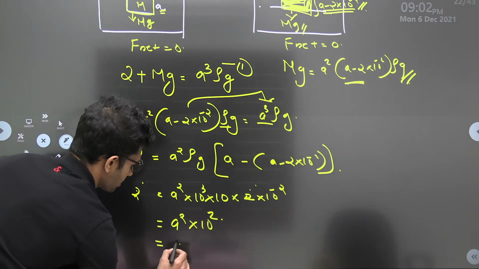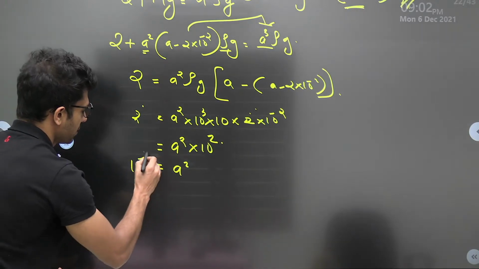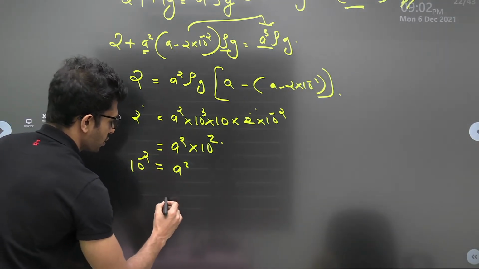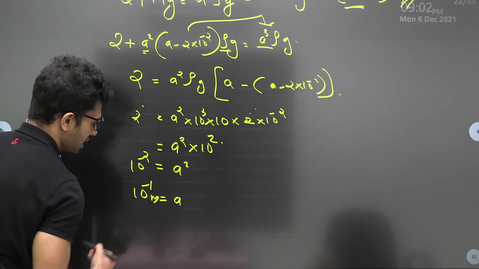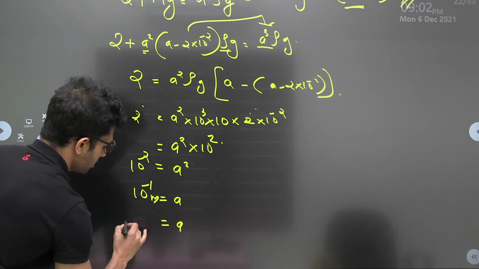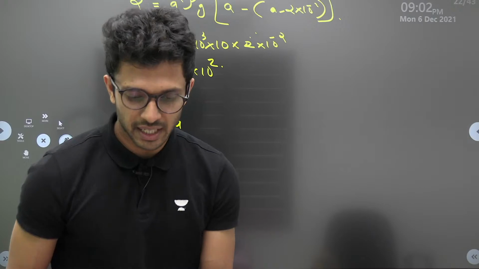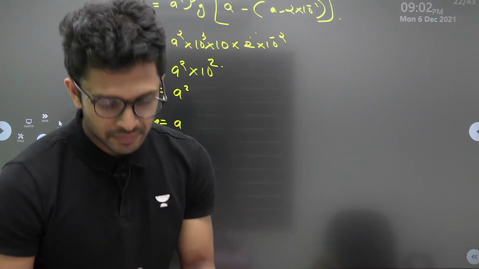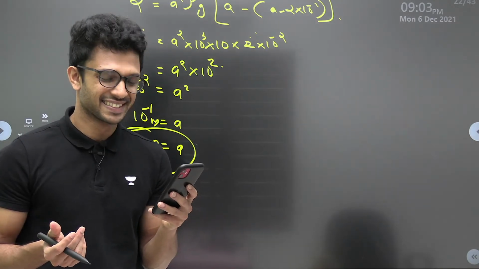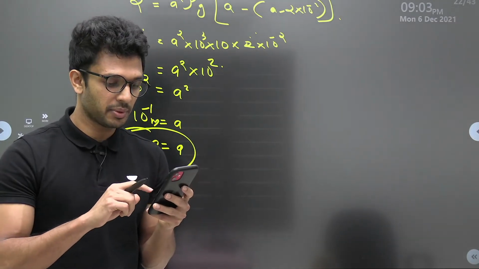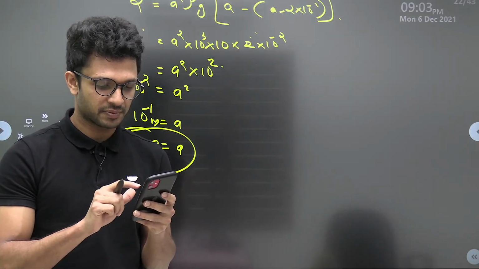If this 10 power 2 comes to the left hand side, it will be coming as 10 power minus 2, right? So A is equal to root of 10 power minus 2, 10 power minus 1 meters, that is equal to 10 centimeter. Mil gaya? Simple, right? I think it was not a very big question at all. Chhotu sa hi question tha.